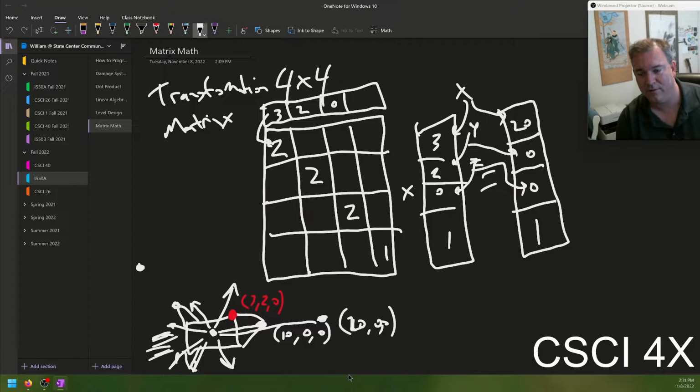3, 2, 0, 1. 3 times 2 is what? 6. Plus 0 plus 0 plus 0 is 6. 2 times 2 is what? 4. Plus 0 plus 0 plus 0 is 4. 0 times 2 is 0. It's all zeros there. And then we got a 1 here. And so this is our final location. So if we had 3, 2, 0 before and we doubled its scale, it will now be at 6, 4, 0 afterwards. It is now doubled in size.